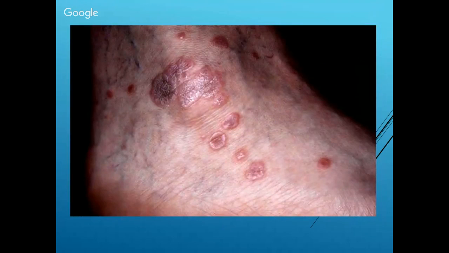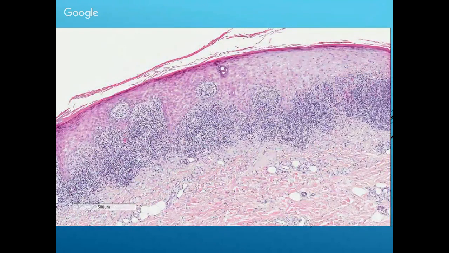And so case 4, this is the clinical presentation of case 4. What you see are these very characteristic lesions that are associated with lichen planus, which are these white shiny patches. So let's look at the histology. What do we see in histology?